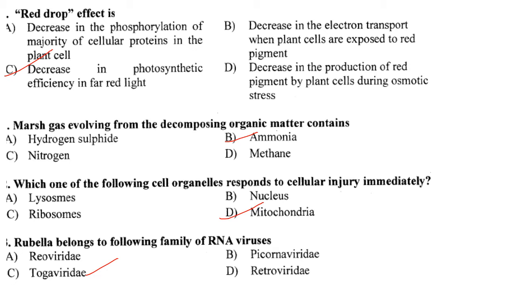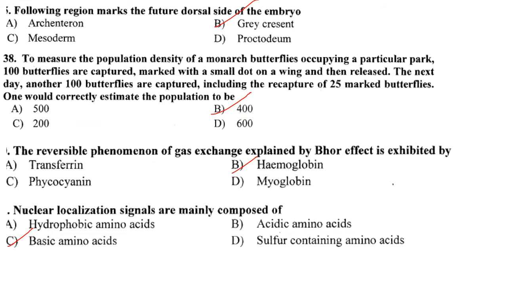Rubella belongs to the following family of RNA viruses. It belongs to Togaviridae. Answer is option C. So coming to the next question. The following region marks the future dorsal side of the embryo. So that is the gray crescent. Answer is option B.